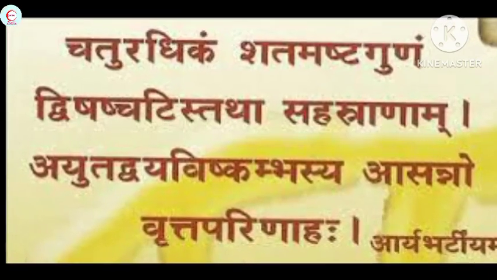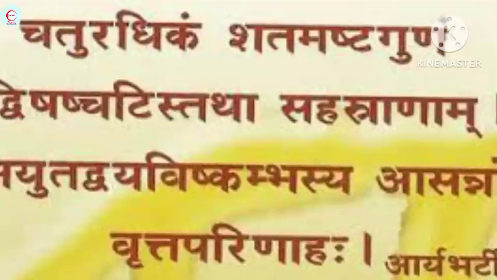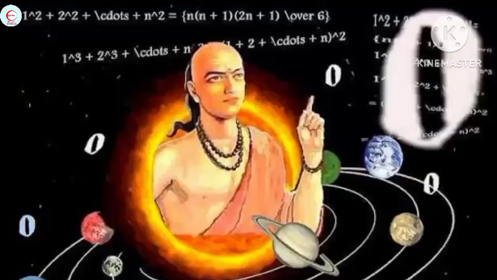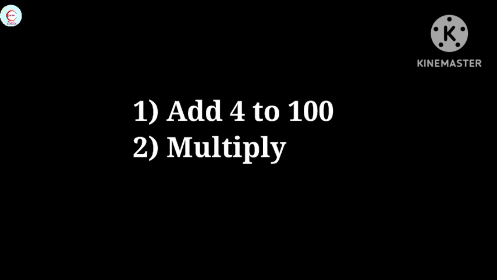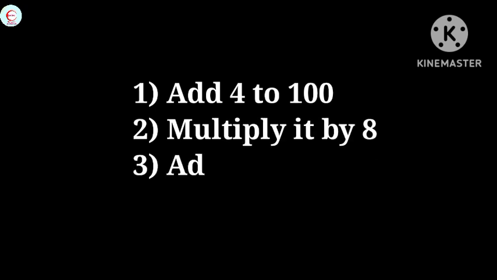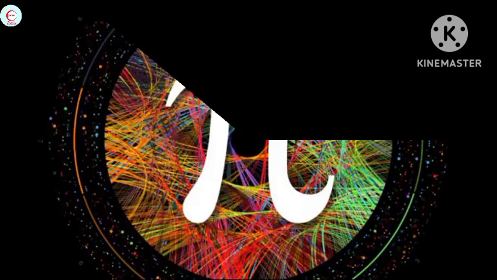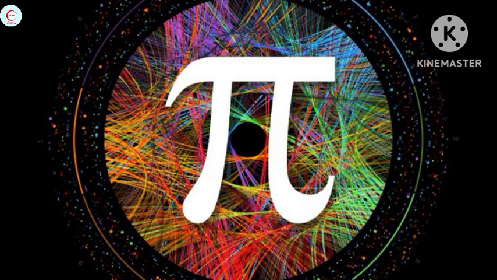In the Ganita pada, verse 10, Aryabhatta explains the process of finding the value of pi in 3 simple steps. Step number 1, add 4 to 100. Step number 2, multiply it by 8. And step number 3, add 62,000. This will give you the value of pi.